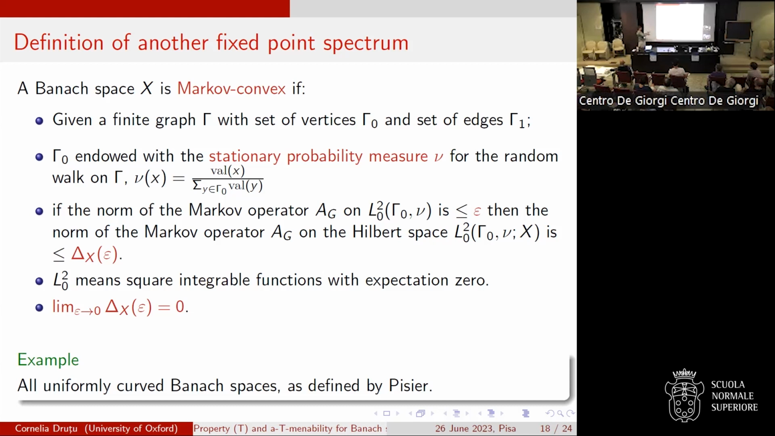So this one at least is basically saying that if I have a graph for which I can control how well it embeds into a Hilbert space, then I can control how well it embeds into this. It's sort of geometric and visual.